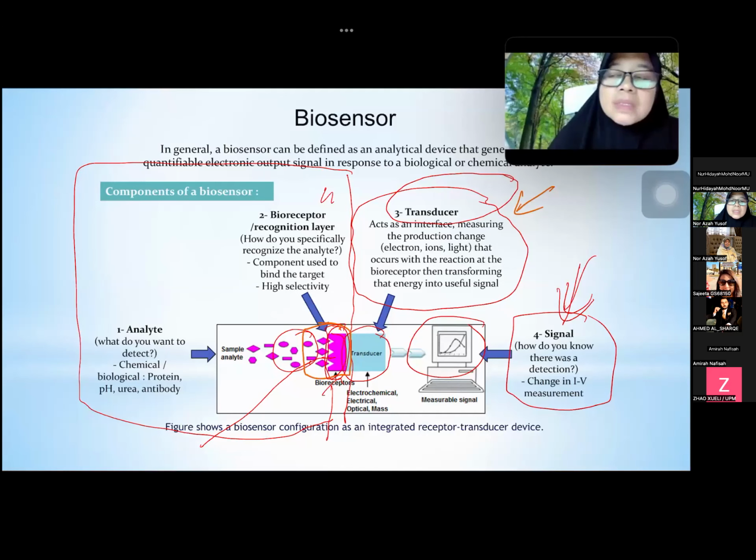So this is what we have discussed last week. The principle of sensor, regardless of biosensor, physical sensor, or chemical sensor.